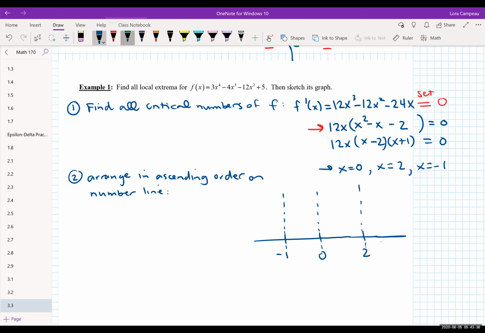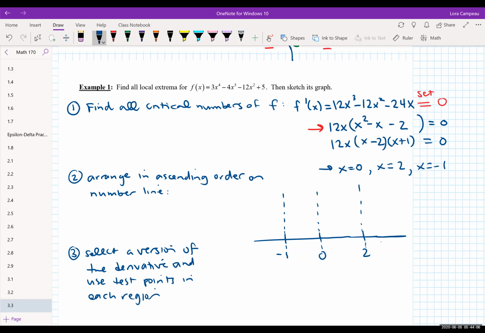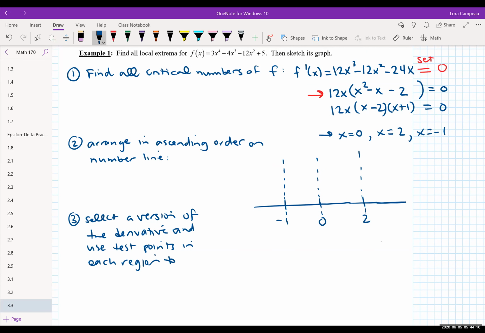I'm going to select a version of the derivative, and I'm using test points in each region. That's going to help us determine the sign of each region. I don't know if any of you had me for pre-calc or college algebra, but I was really big on the sign analysis method because I knew stuff like this was coming, and then this will be second nature now. But if not, we practice.